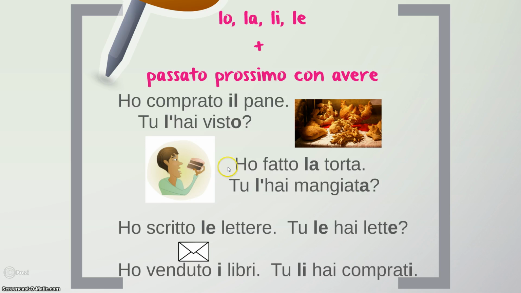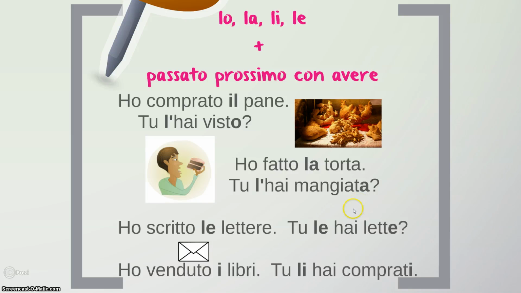Let's look at another example. Ho fatto la torta. Tu l'hai mangiato? I made the cake. Did you eat it? So here we have our L apostrophe, which is the contracted form of la, referring to la torta. And because we have the singular feminine pronoun here before the verb avere, we have to alter the past participle so that it agrees. Mangiata.